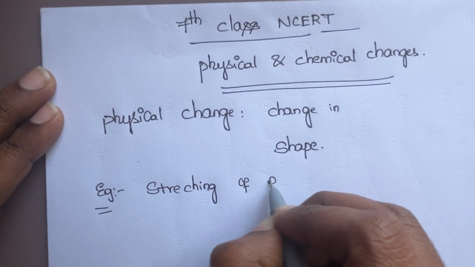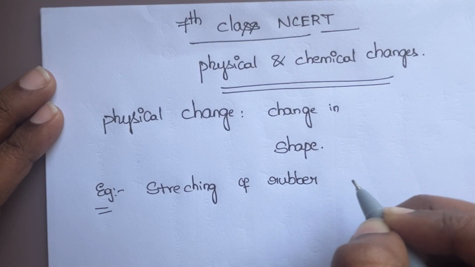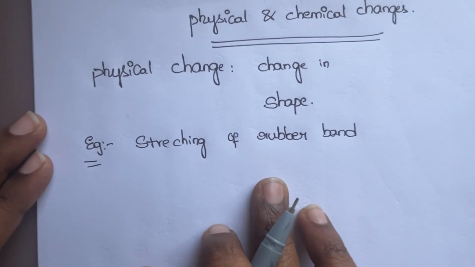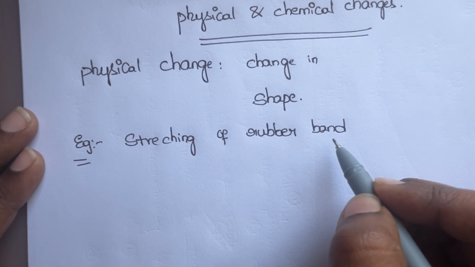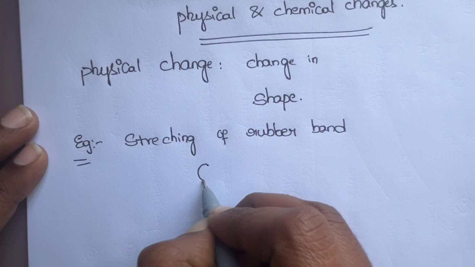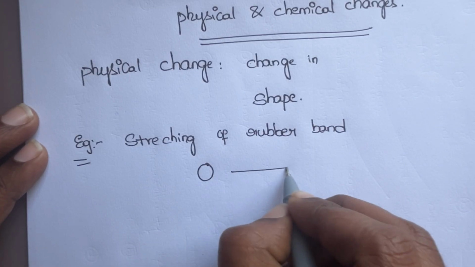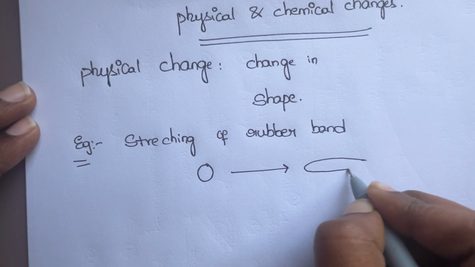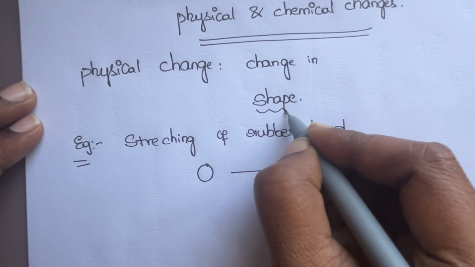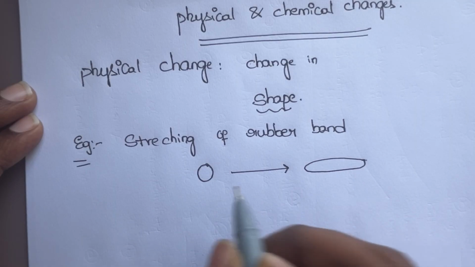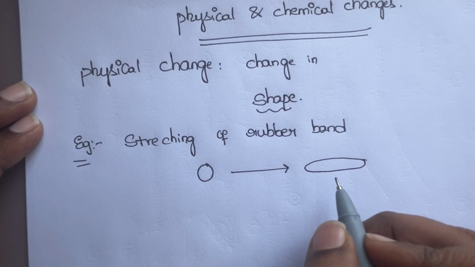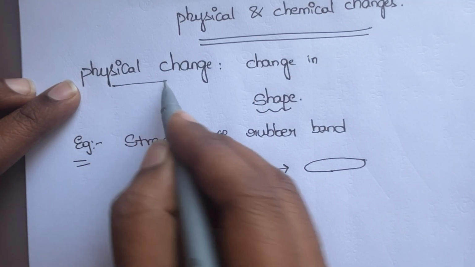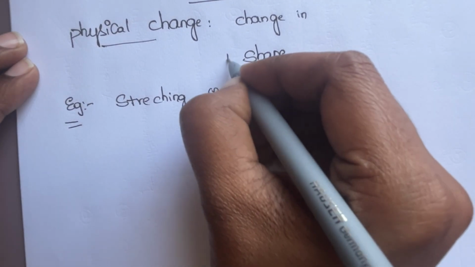of a rubber band. In the stretching of a rubber band, generally a rubber band is there. After we stretch it with our hands, then what happened? There is a stretching. In this, there is only a change in the shape. There is no change in the color. There is no change in any other chemical composition. So that's why this is just a physical change. So this is the first one.